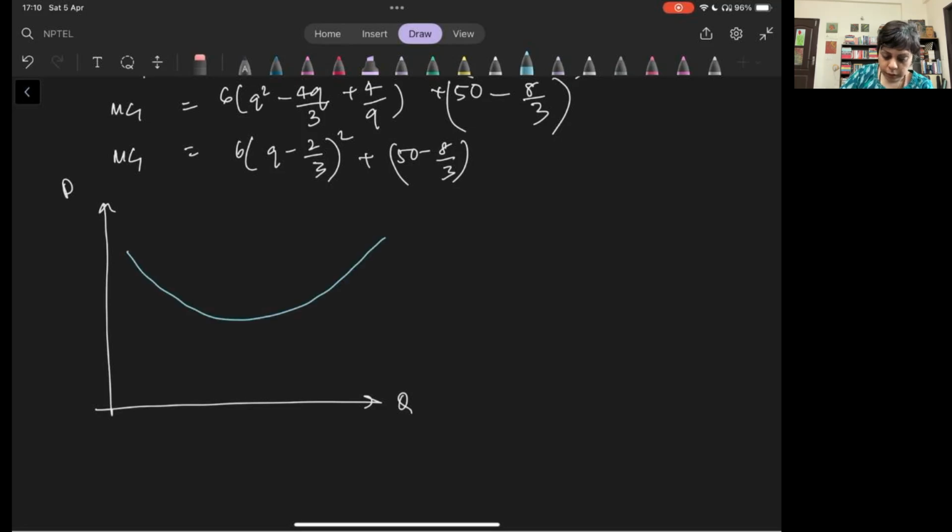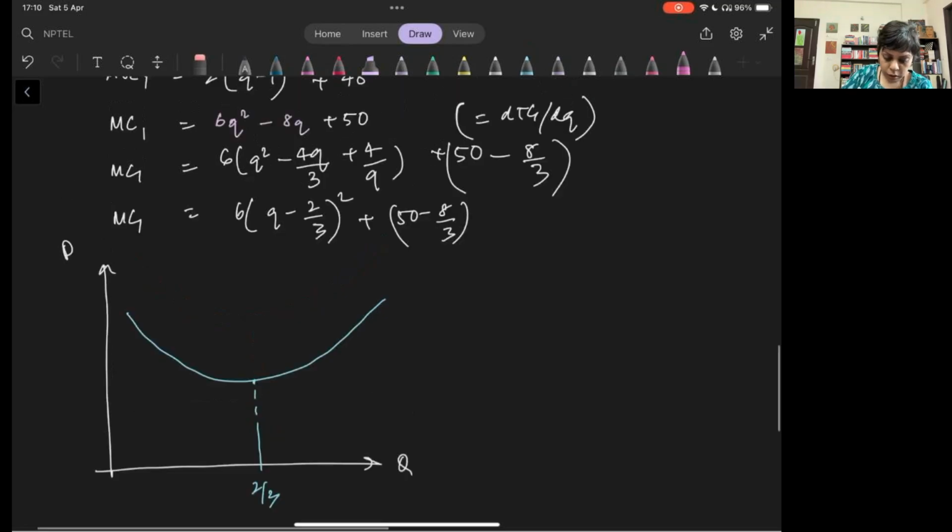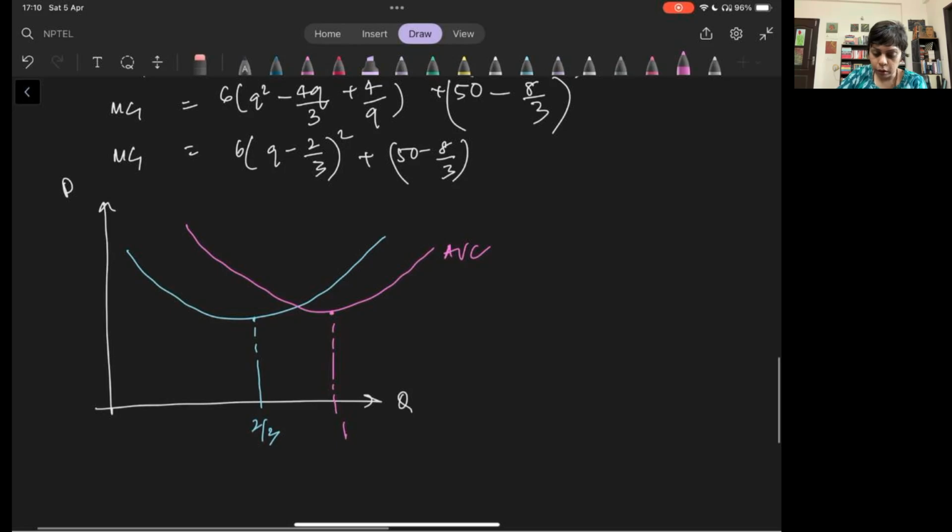So this is MC1, reaching its minimum at 2 by 3, and this is something like this, average variable cost, reaching its minimum at 1. I'm drawing it so that you can see visually what we are trying to do, why we are factorizing it, and why we are trying to find the minimum of both the curves. If the minimum of average variable cost is ahead of marginal cost, then after this point, the marginal cost curve is already above the average variable cost curve.